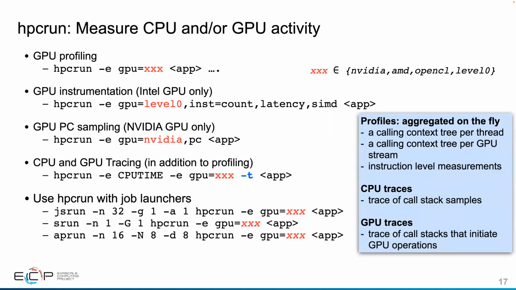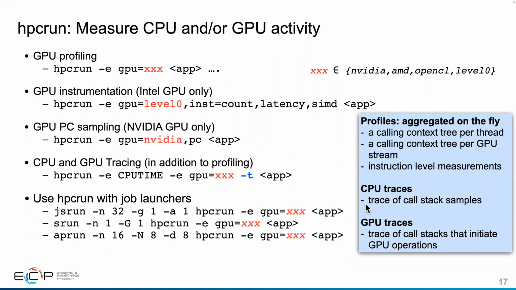So when you launch things with HPC run, it will collect and aggregate profiles on the fly. So there is a calling context tree per thread. So the diagram that I showed you, we're collecting a tree with weights per every CPU thread. There's a calling context tree for every GPU stream that we use to keep track of the calling context that invoked GPU operations. We collect instruction level measurements on the GPU, and we aggregate that on the fly as well.